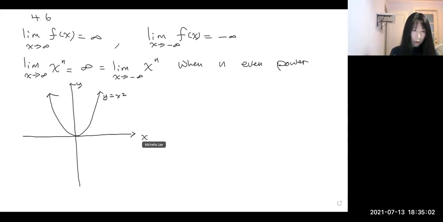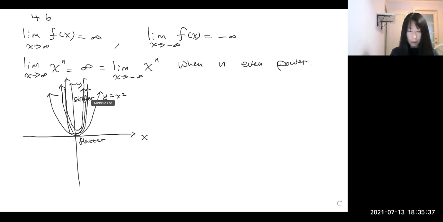Then more steep, right? So when the number is getting bigger, it's steeper, and more squared in this case, right? Steep here and then flat at the bottom, right? Stiffer when the number is getting bigger.